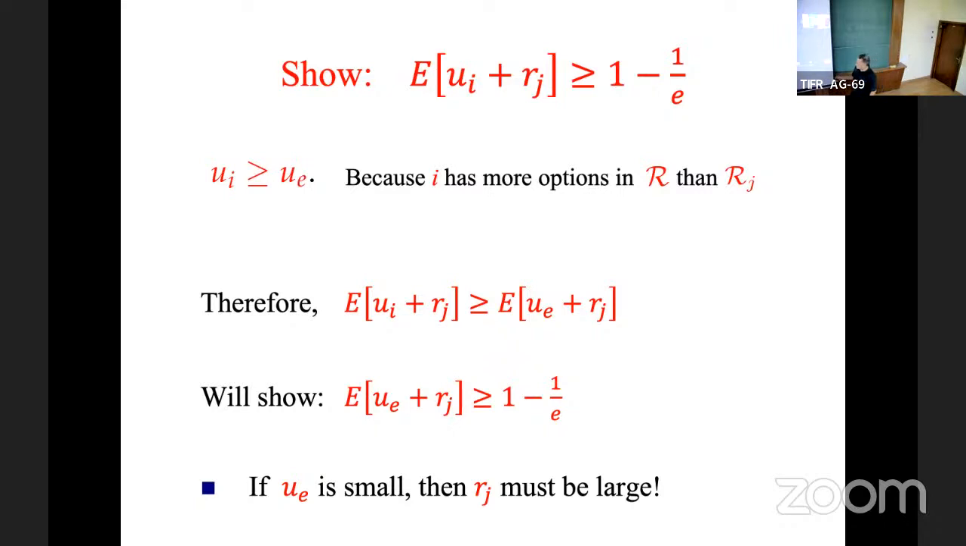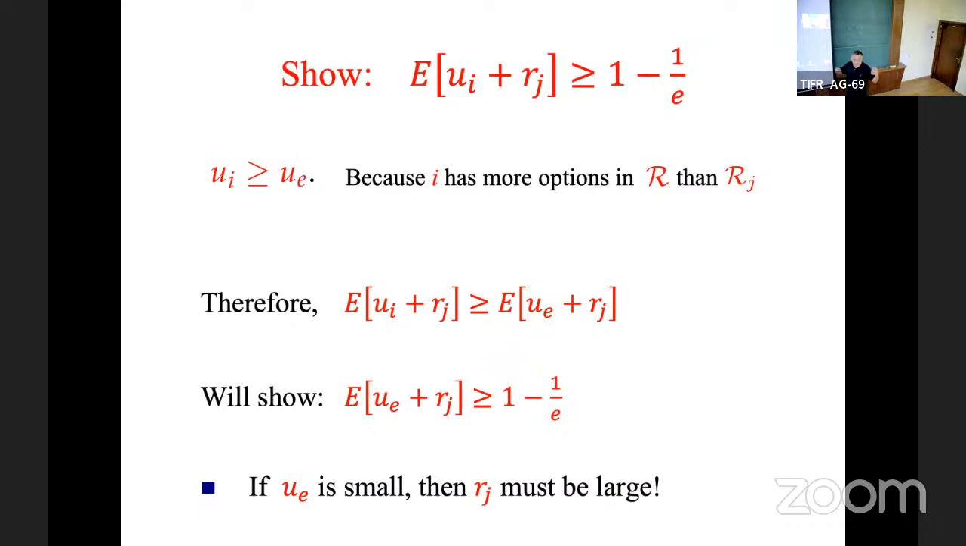Okay, so I'm going to show you that the expected utility of UE plus the RJ is at least 1 minus 1 over e, and that gives the top fact, obviously. Okay, and how are we going to show this? So basically, we have to show that the sum of these two quantities is at least 1 minus 1 over e. So it's like a trade-off argument.